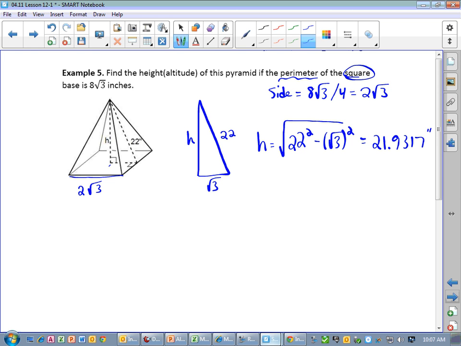And so 21.317. Notice how close that is to the side. This square root of 3 isn't very wide. This is super tall. It's really small.